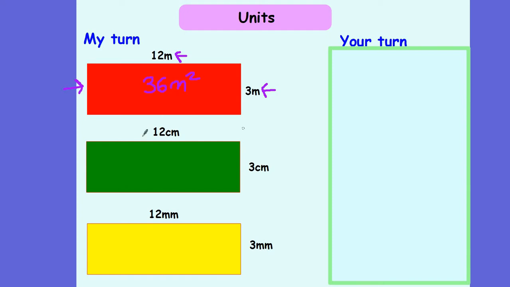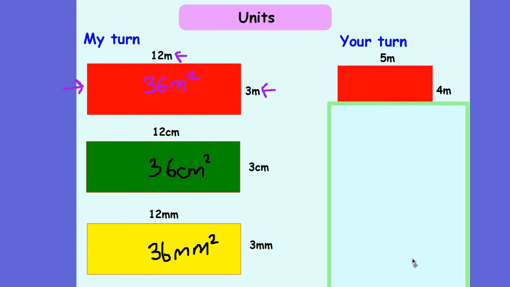For the example below, it works in the same way. 12 times 3 gives me 36. Only this time my units are centimetres, so my area units are centimetres squared. And for the last one, 12 times 3 gives me 36 again. But this time my units are millimetres squared.